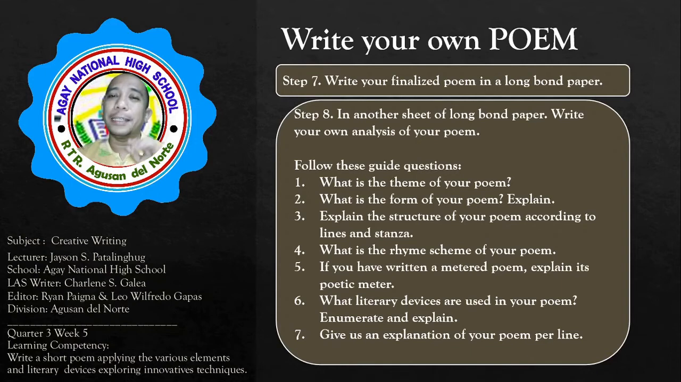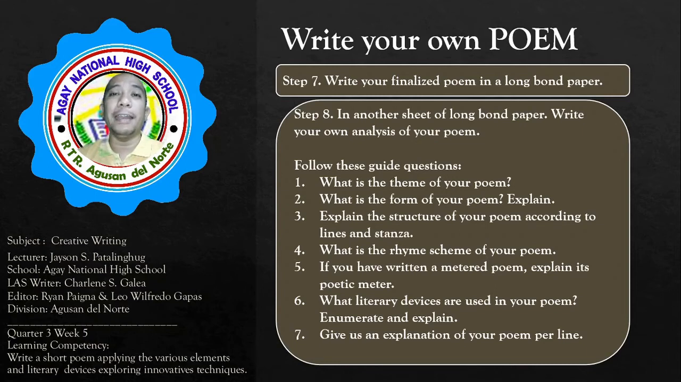Okay? And on a separate sheet of long bond paper, the first bond paper contains your poem, then the second sheet of paper will contain your analysis of your own poem. You're going to explain to me the structure and elements you used in your poem. Okay, so follow these guide questions in giving me your own analysis. Number 1, what is the theme of your poem? You explain it to me. What is the theme? Second, what is the form of your poem?